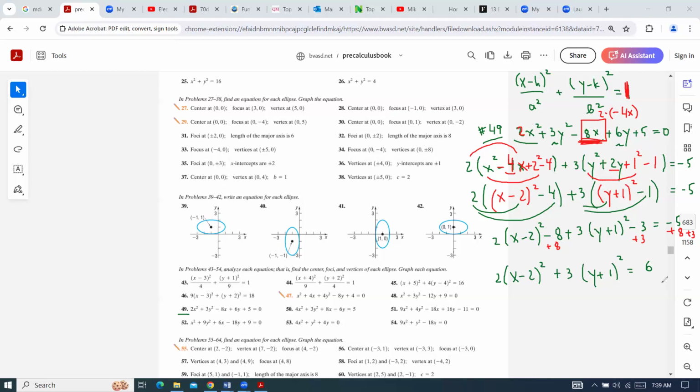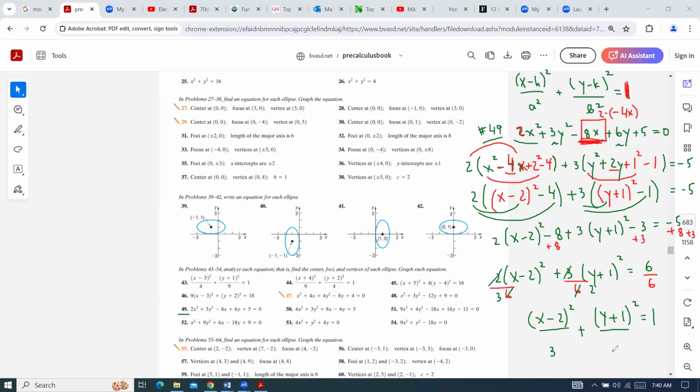We just need to divide by 6, right? Each entry of this equation I divide by 6. Again, the reason I do this is to produce 1. And what we are left with is going to be 3 here on the bottom and 2 underneath the y term. So our equation now is going to look like x minus 2 squared divided by 3, right? And also y plus 1 in the parentheses squared, and this is divided by 2.